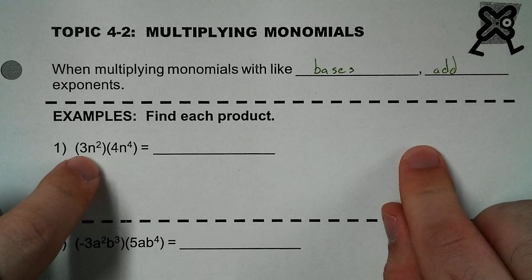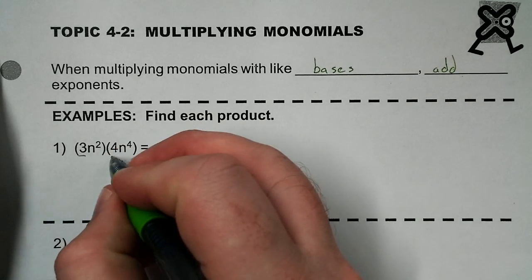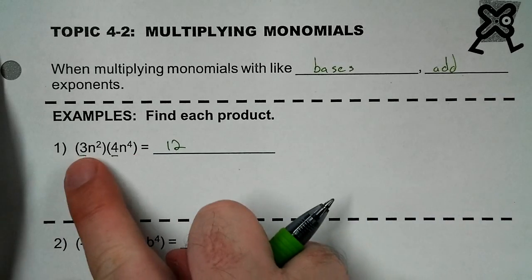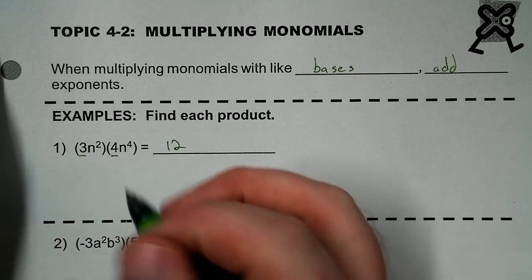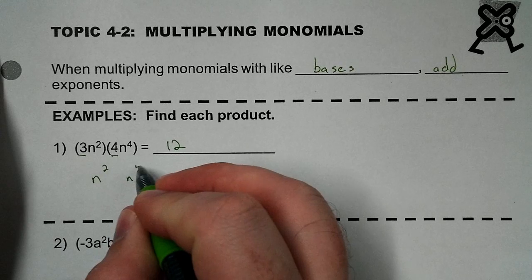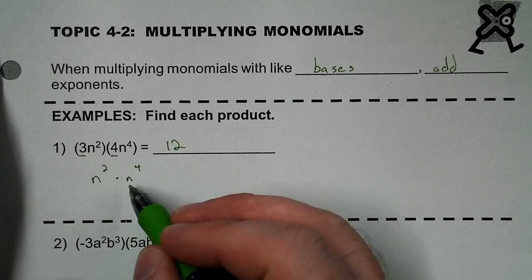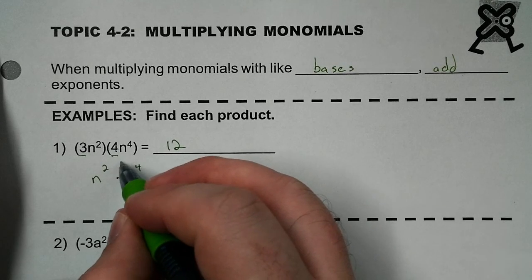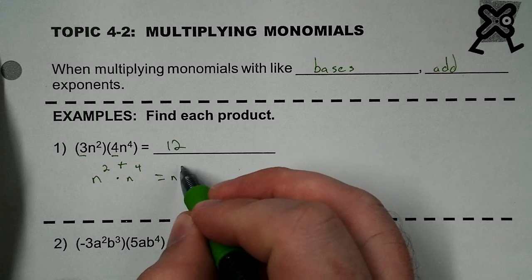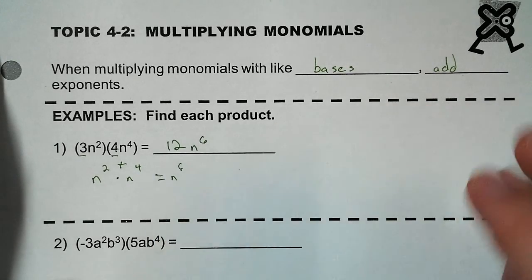Now, when you're multiplying, you need to start with the coefficients. So we've got to start with 3 times 4. 3 times 4 is 12. Now, let's take the bases, and we had n to the second and n to the fourth. And those are being multiplied. Well, the product rule says when you multiply them and they have the same base, you add the exponents. So 2 plus 4 would equal n to the sixth. So it's 12 n to the sixth.